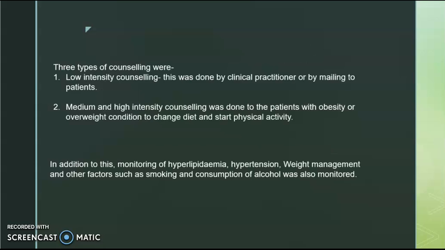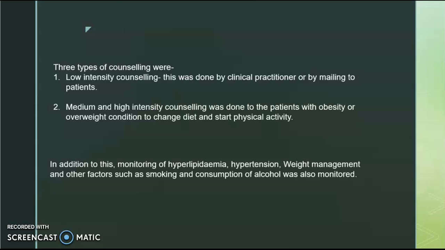Three types of counseling were done. First, low intensity counseling. This was done on subjects with lower risk of CVD, by clinical practitioners or by mailing the patients about physical exercise and CVD. Second and third were the medium and high intensity counseling, done for patients with obesity or overweight conditions to change diet and start physical activity.